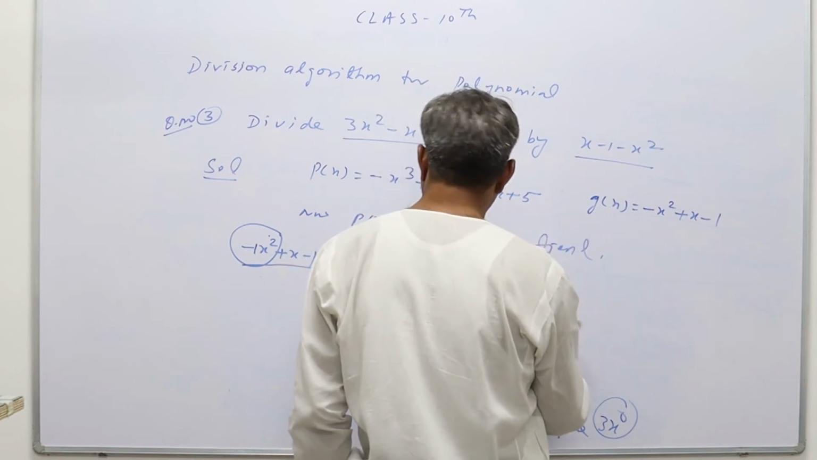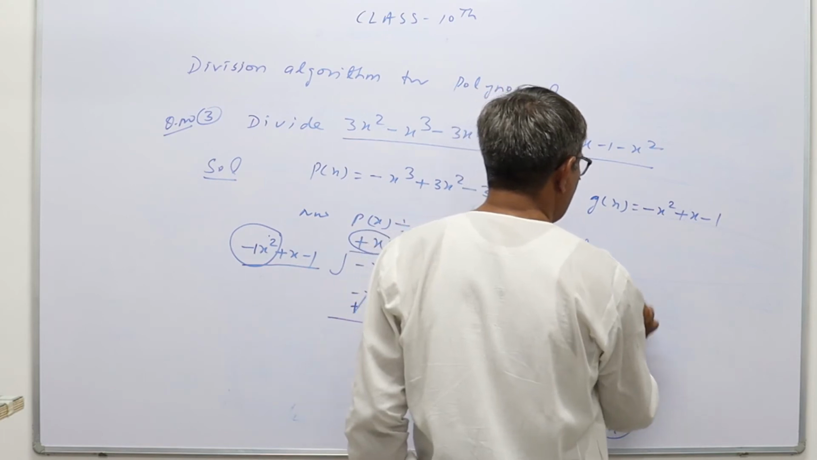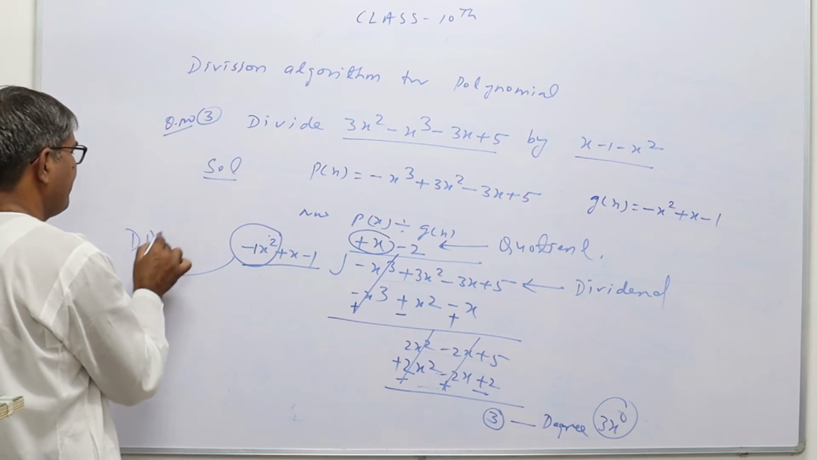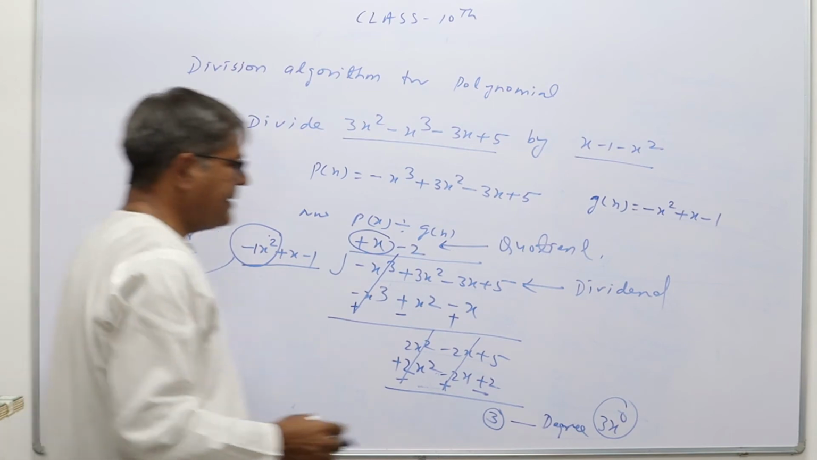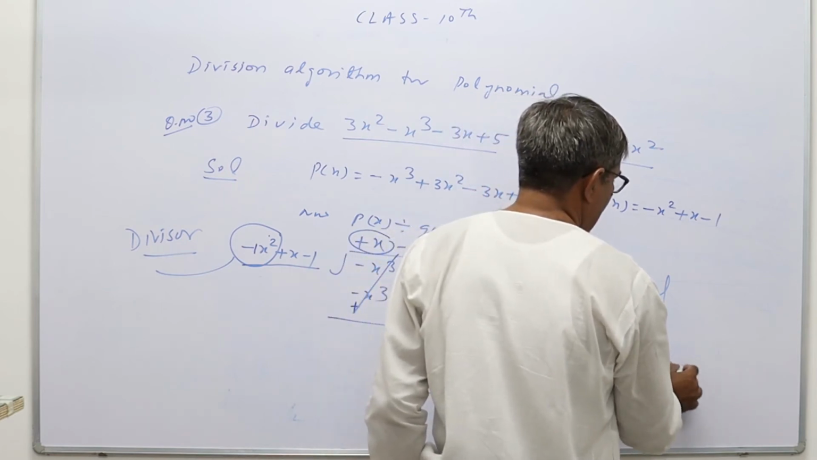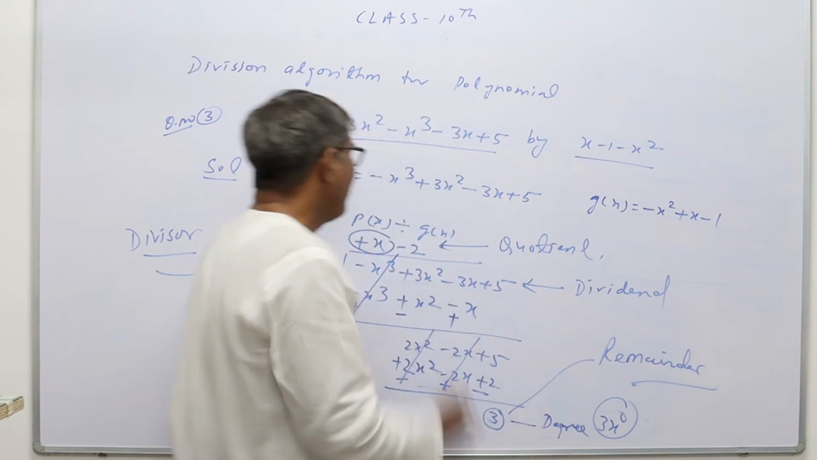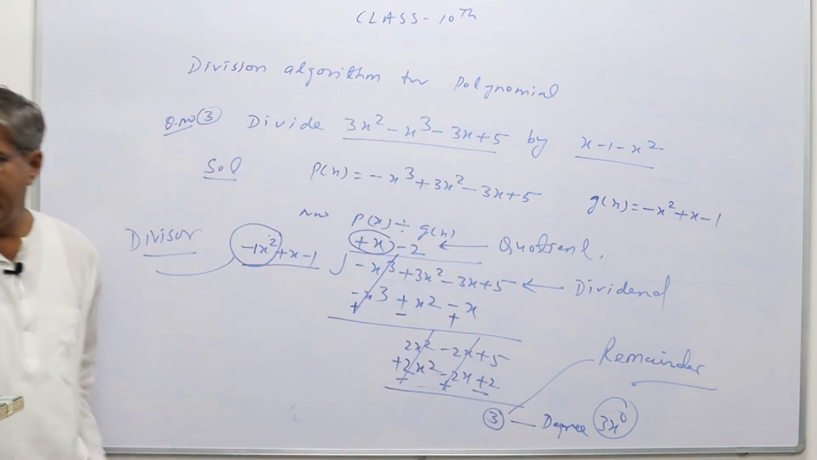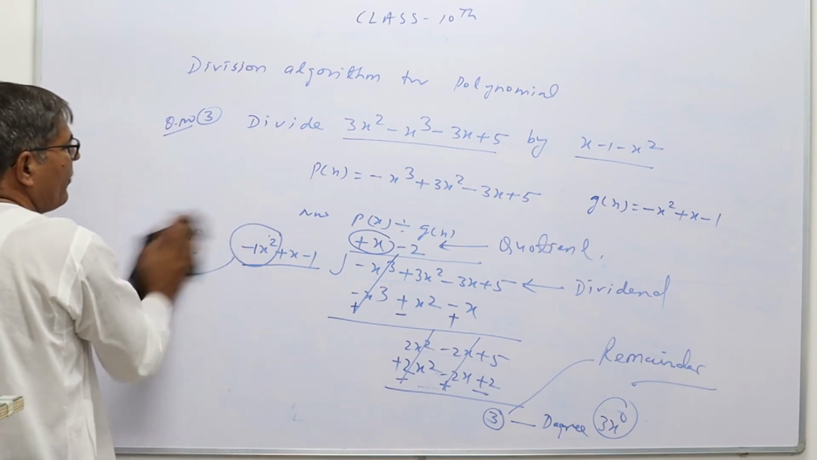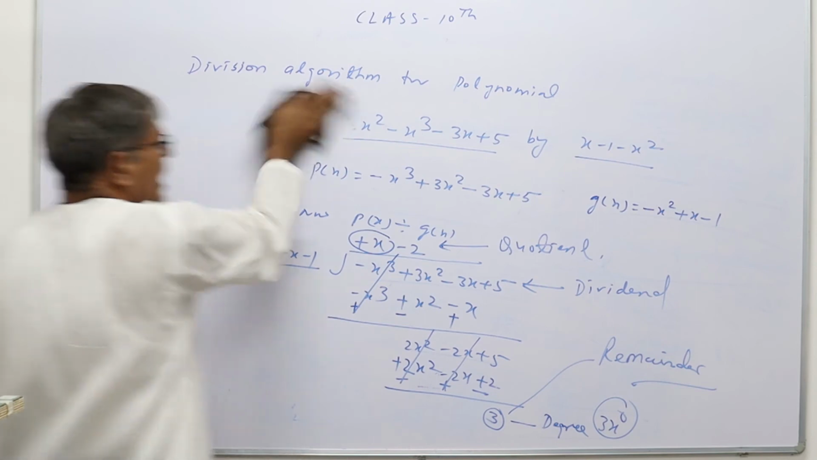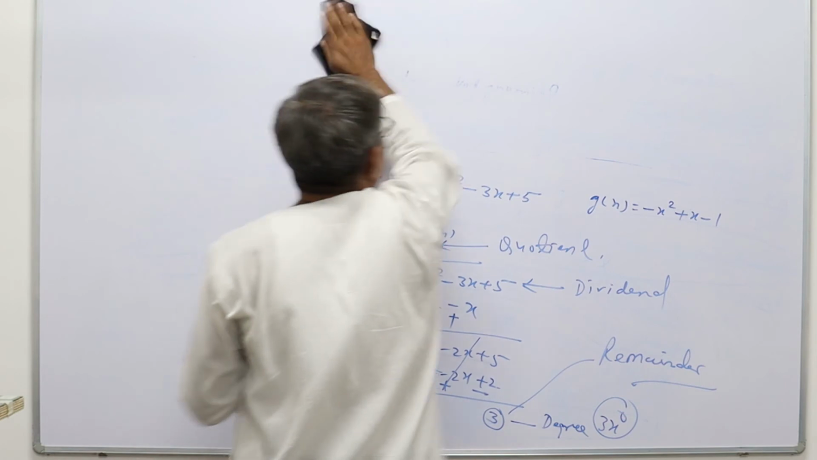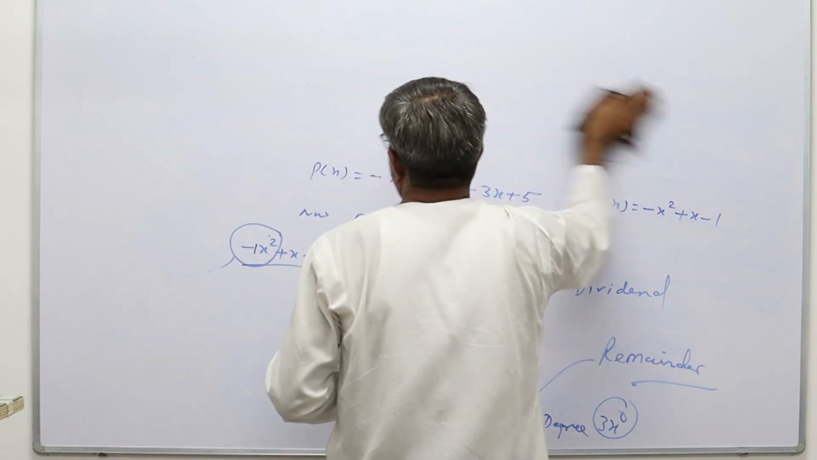This was your dividend, and this is your divisor, and this is the remainder. So in this way we can divide one polynomial by another polynomial. Now if we have to verify, then how will we verify? So we will write the interrelation between divisor, dividend, quotient and remainder.